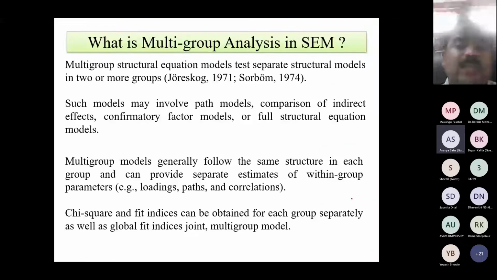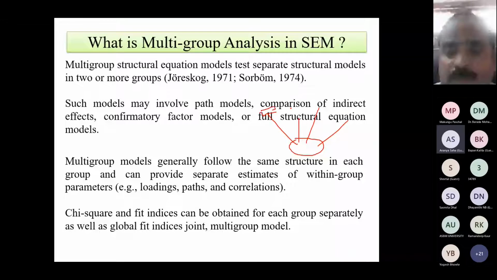We are saying the behavior of respondents is similar across gender. Any measurement we do, we will start our discussion from the measurement model. This is the latent variable, and these are all the indicators.